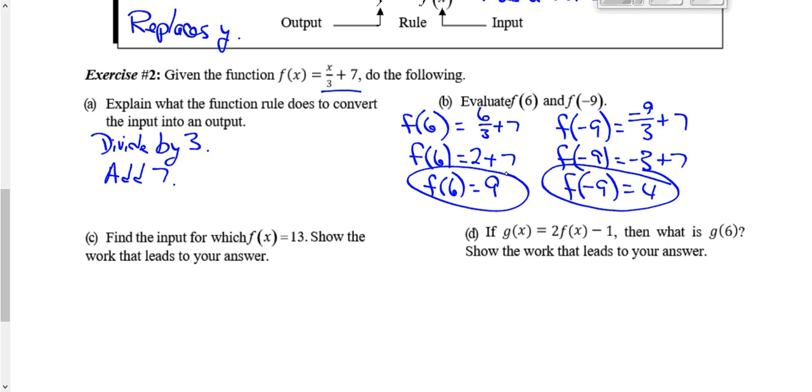Now, in part C, they're asking us to do it differently. Here's our f of x function up here. They're asking for which input f of x, the entire function, will be equal to 13. Do you see the f of x up here? They want that to be equal to 13. They want to know the input. So what are they actually asking us to do? What's the input?